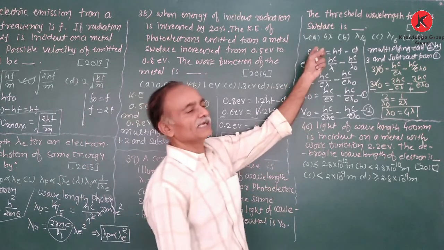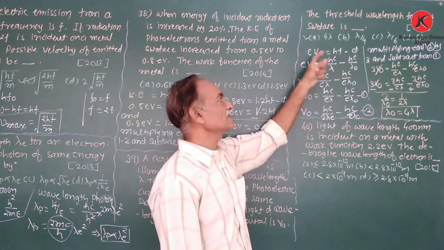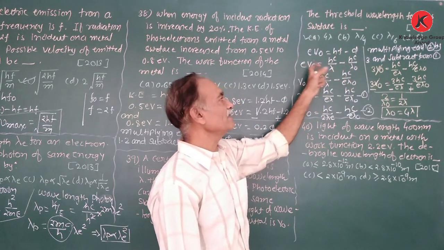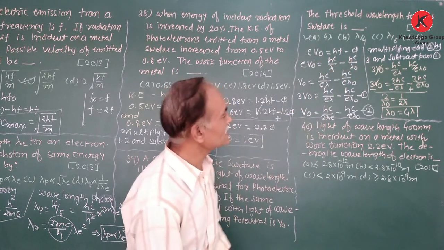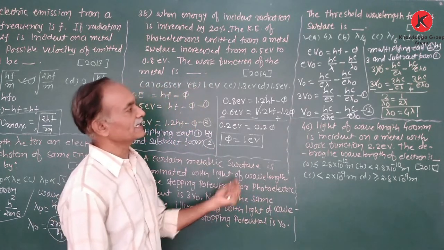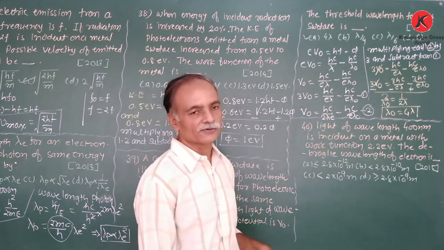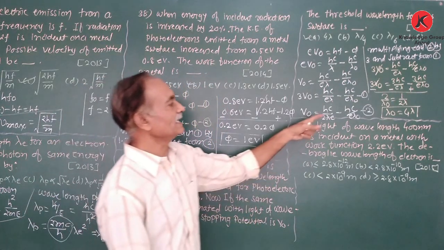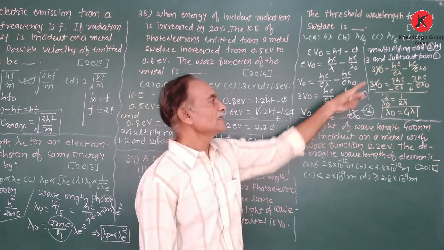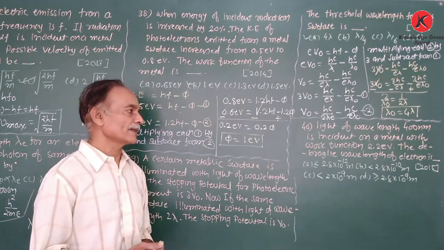Again, we are using Einstein's equation, eV0 is equal to hf minus phi. Frequency is not required here, we require the wavelength. Therefore, eV0 is equal to hc upon lambda minus hc upon lambda 0. And we substitute the value of the stopping potential. When the stopping potential is 3V0, at that time the wavelength is lambda. Therefore, 3V0 is equal to hc upon e lambda minus hc upon e lambda 0. When the stopping potential is V0, at that time the incident wavelength is 2 lambda. Therefore, we obtain equation 2. Now we simplify these two equations and obtain the threshold wavelength lambda 0 is equal to 4 lambda.